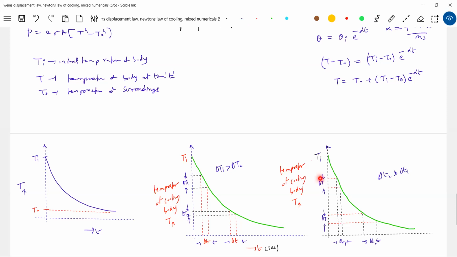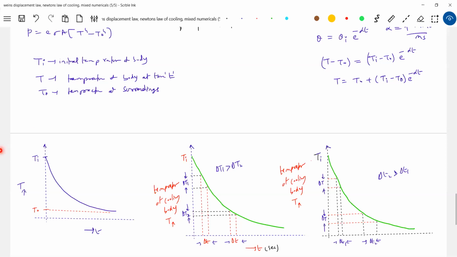For the same temperature difference, 60 to 50 degrees Celsius, it will take say about 10 seconds. Now 40 to 30 degrees Celsius, it has to take more time. There's a meaning to this. Okay, this is the rate of cooling we are able to analyze.